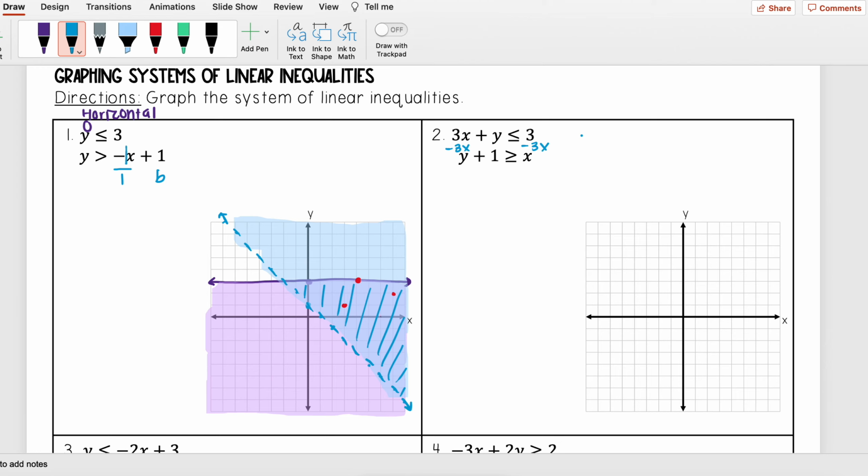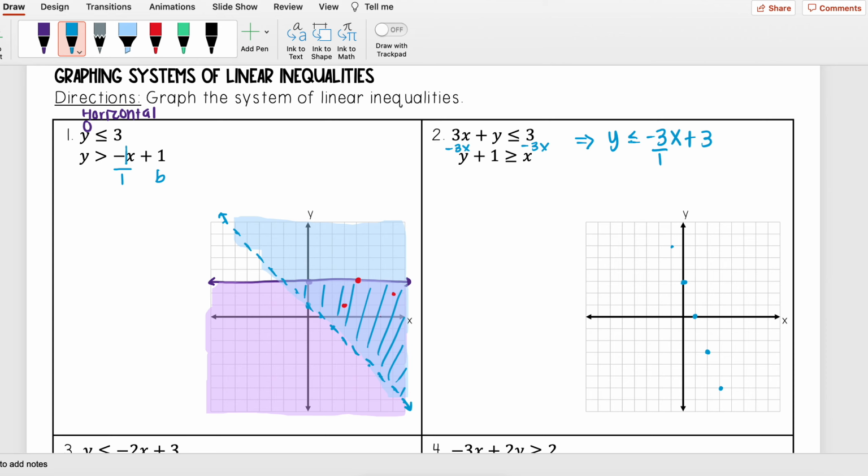All I need to do is move my negative 3x. And so I get that y is less than or equal to negative 3x plus 3. And now I can go ahead and graph that. So my y-intercept's at 3. My slope is negative 3 over 1, so I'm going to go down 3 to the right 1, and then up 3 to the left 1.